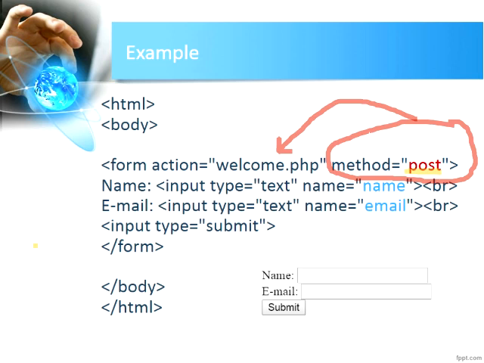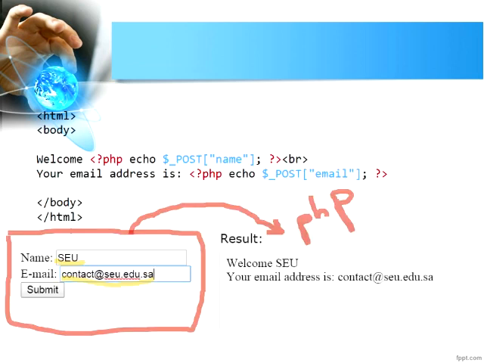So we can choose this manner or this manner. It depends on our project. So in our example, we choose method equal post, and for this reason we must use in PHP code $_POST here, not $_GET, and $_POST here.